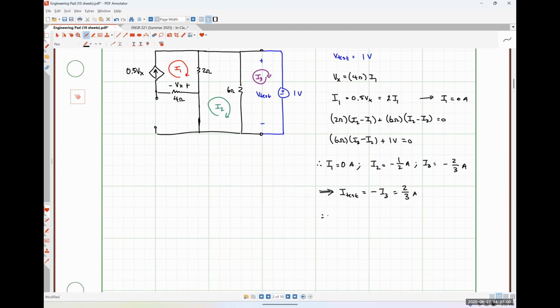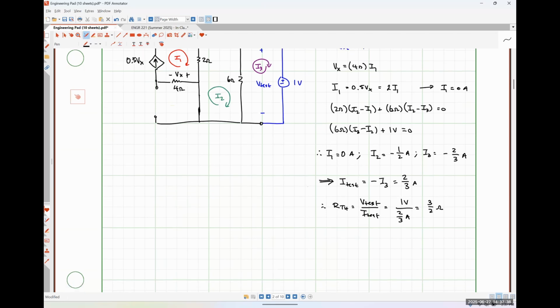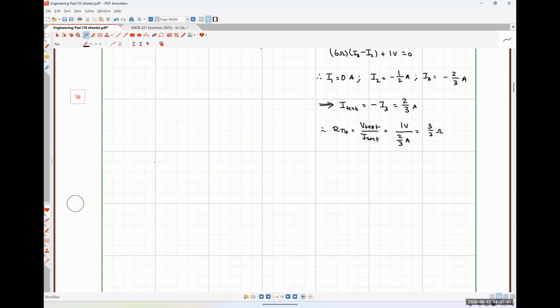And then from here, our Thevenin resistance, which is just V test over I test, comes out to be 1 volt divided by 2/3 of an amp, which is 3/2 of an ohm. And so we got the exact same result as when we had just used the ratio of our Thevenin voltage to our Norton current. So now let's look at this same thing, but instead of using a test voltage source, we'll use a test current source. So we'll do that down here.